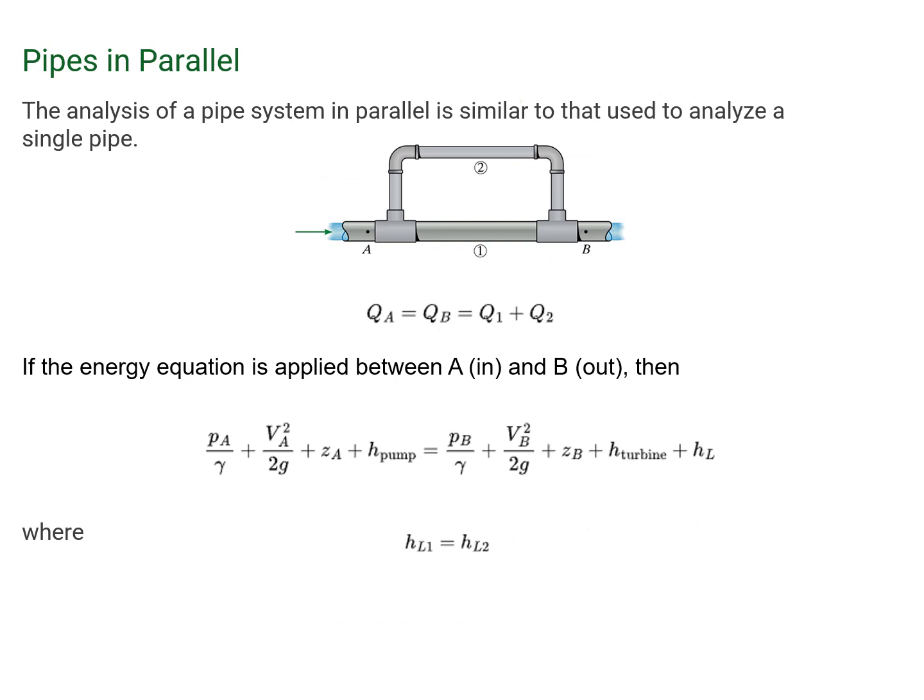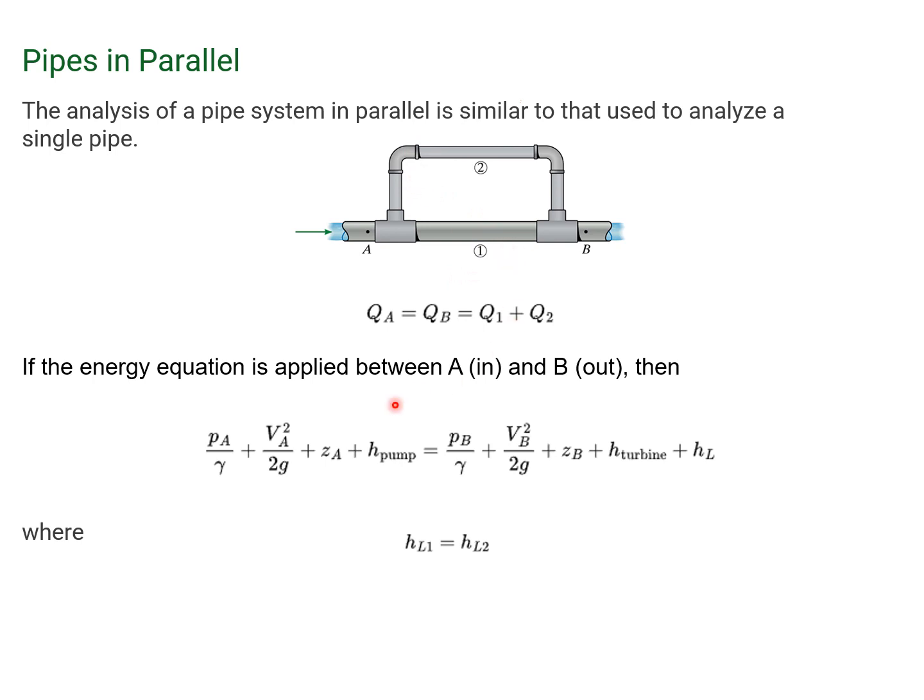For pipes in parallel, a similar analysis is used. In this case, the flow before the branch has to equal the flow after the branch. So QA equals QB, and here Q1 plus Q2 has to equal the sum of those. Again, this is equivalent to current flow into a junction, right? The current into the junction has to equal the total sum of the currents out of the junction.